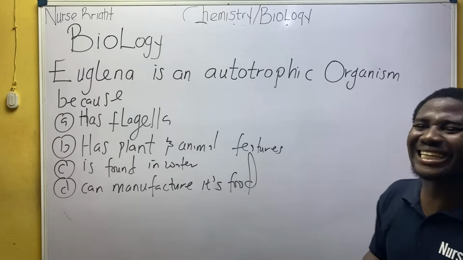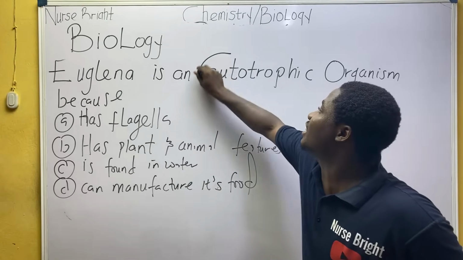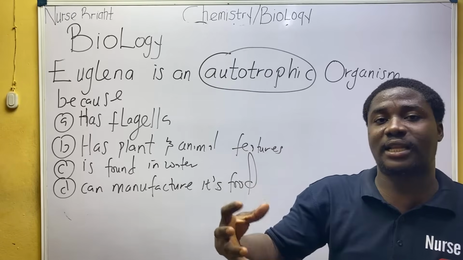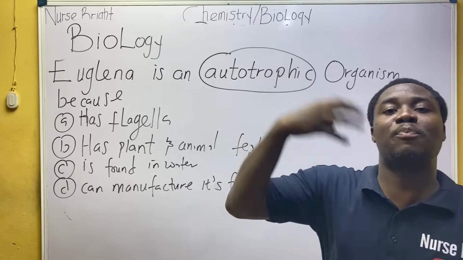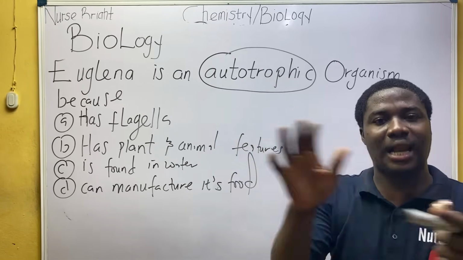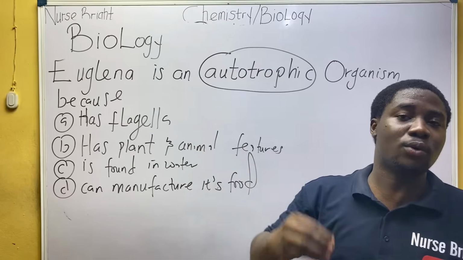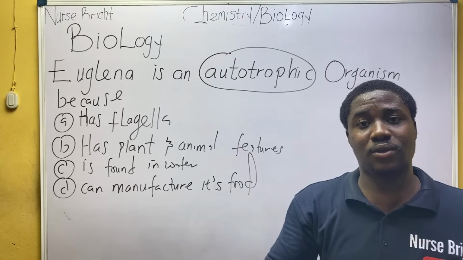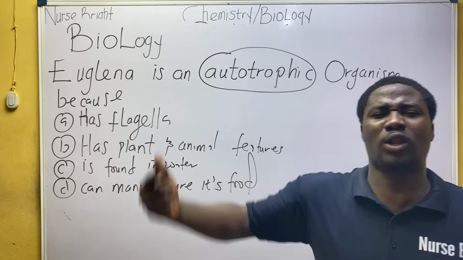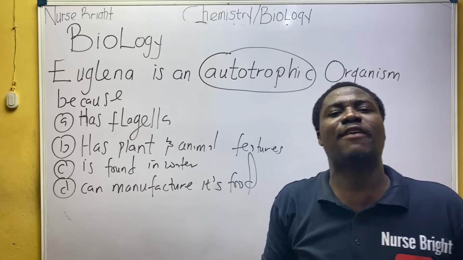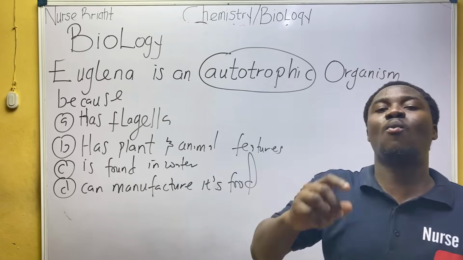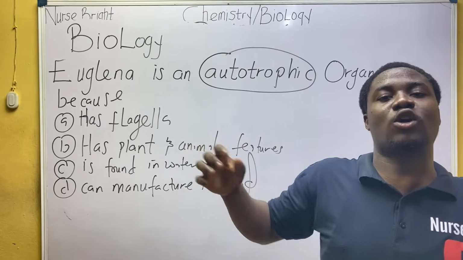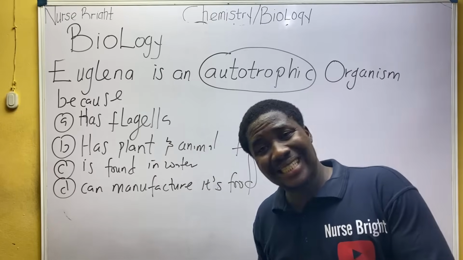Whenever you see that an organism is autotrophic, Euglena is basically a protista. On basic classification, we have the kingdoms of classification which include monera, protista, fungi, plants, and animals. And Euglena is that protista that has both plant and animal-like features. So Euglena has like two natures. Sometimes they behave like plants, and other times they behave like animals.